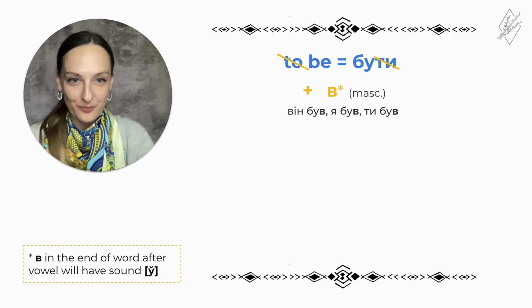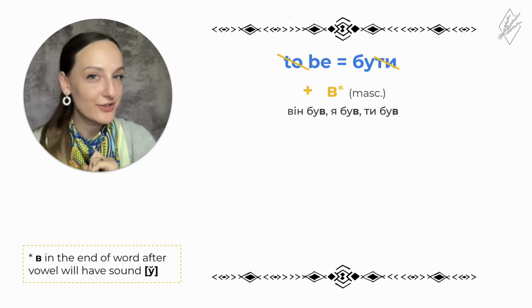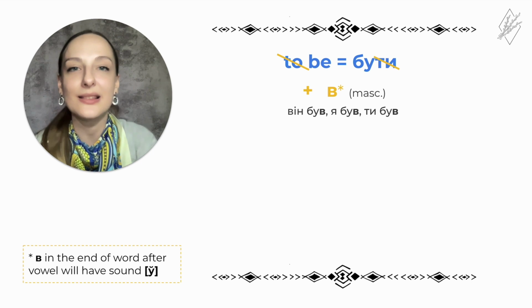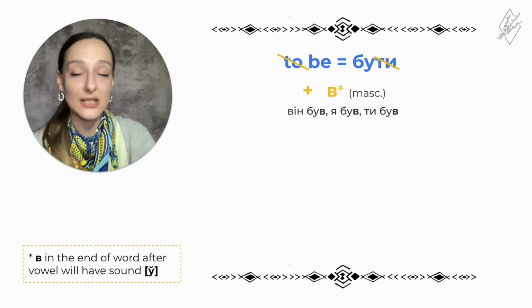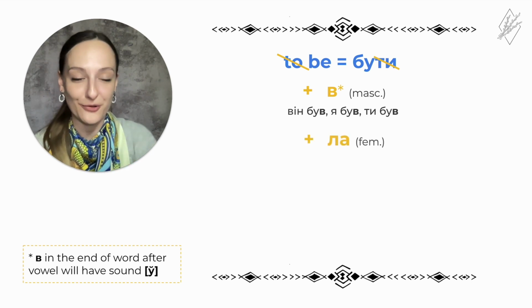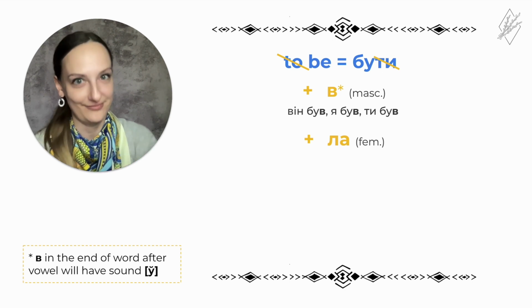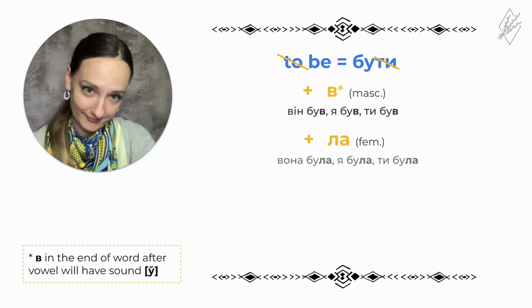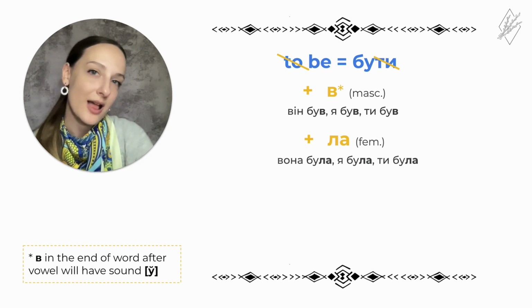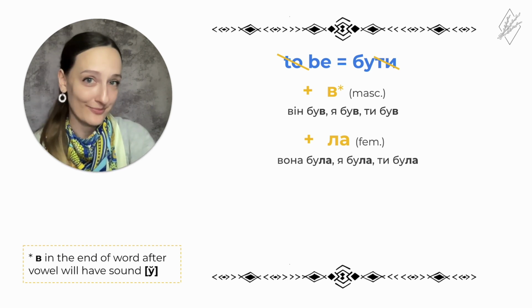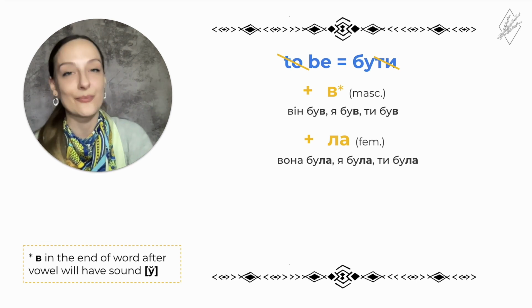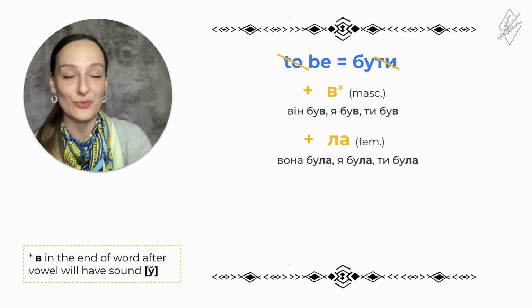Then the feminine form. For feminine we will have a different suffix, not the suffix v, but the suffix l, and the typical ending for the feminine form, a. La. Я була. Вона була. Ти була. It's very simple, right? Just adding this la. And there is nothing strange about pronunciation here as well.